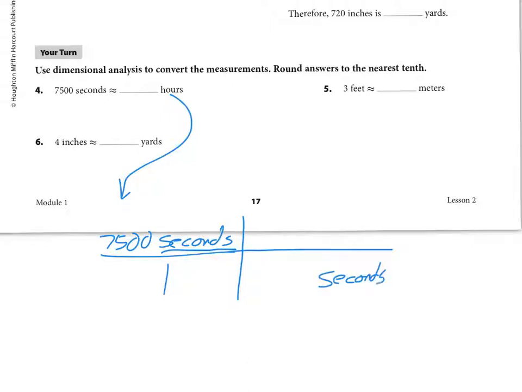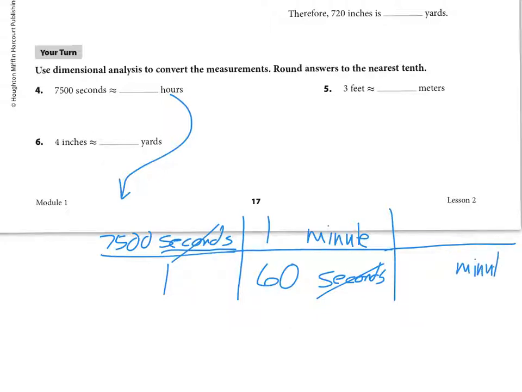Now, the first rate conversion I would do is 60 seconds, because there's 60 seconds in what? 1 minute. Now, what's going to happen? The seconds here are going to cancel. But then I've got to change minutes to hours. So my minutes is on top, so I need minutes on the bottom. How many minutes are in an hour? There's 60 minutes in 1 hour. So what happens to the minutes? They cancel. So now I'm left with the unit of hours.